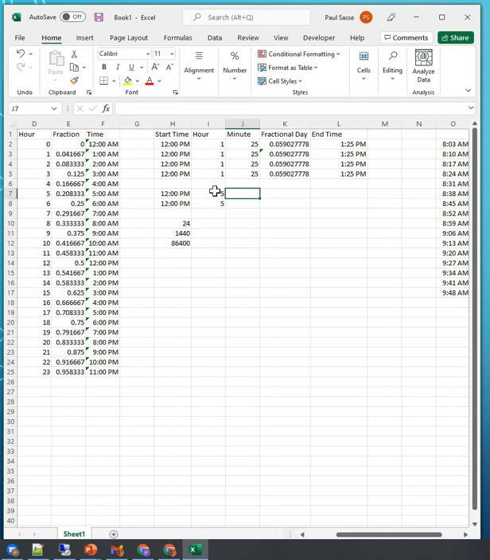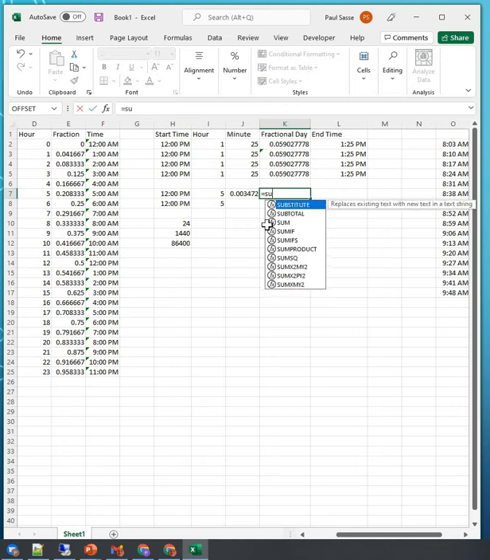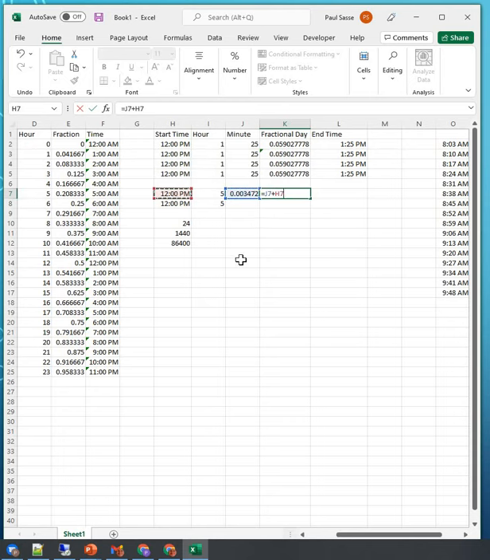So if I want to add 5 minutes to 12 p.m., you would do that by 5 divided by the number of minutes in a day. So that's your decimal portion that 5 minutes represents in a day. So I'm just going to add this to 12 p.m.